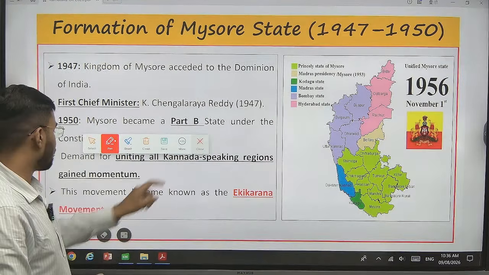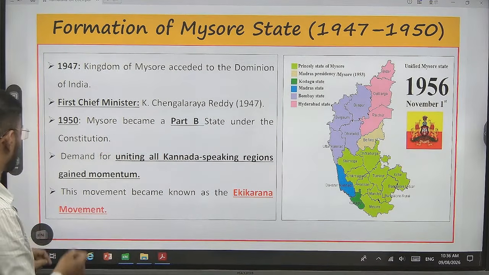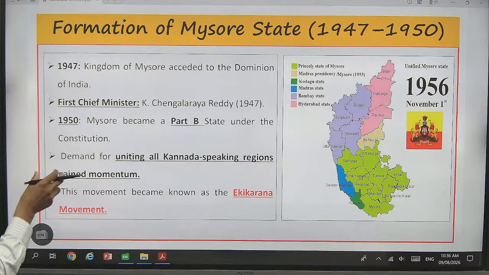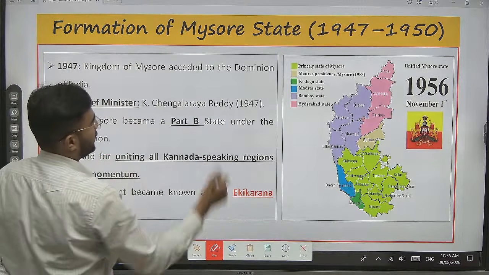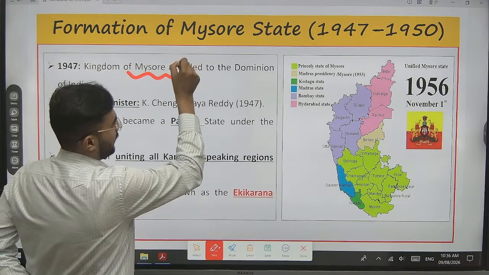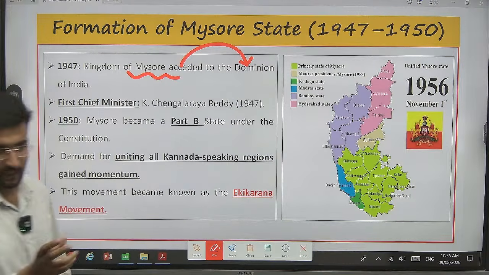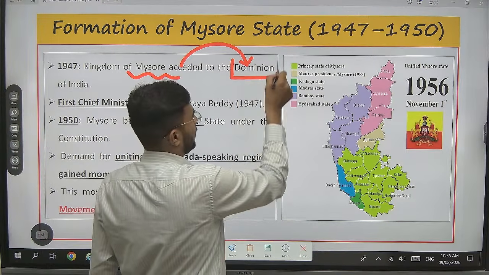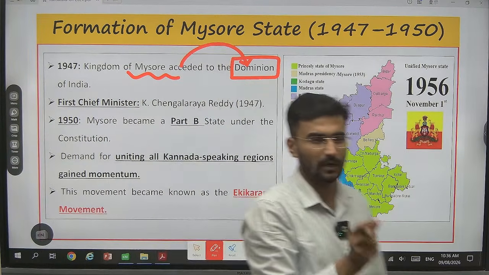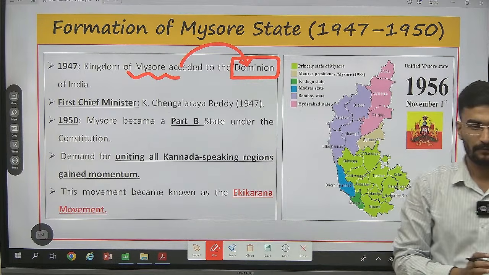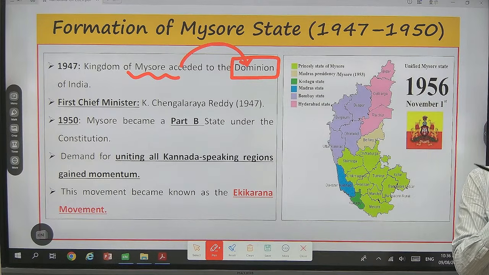Now in the year 1947, what happened? In the year 1947, the Kingdom of Mysore was being integrated into what? The Indian Union. But the status was dominion status. What is this word dominion? What do you mean by this word dominion?